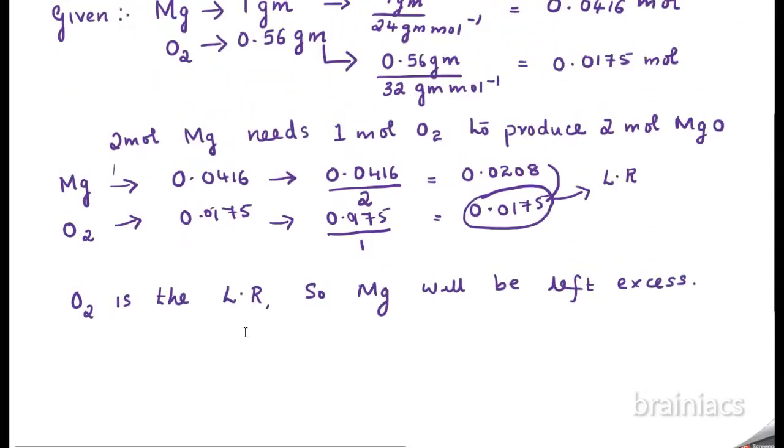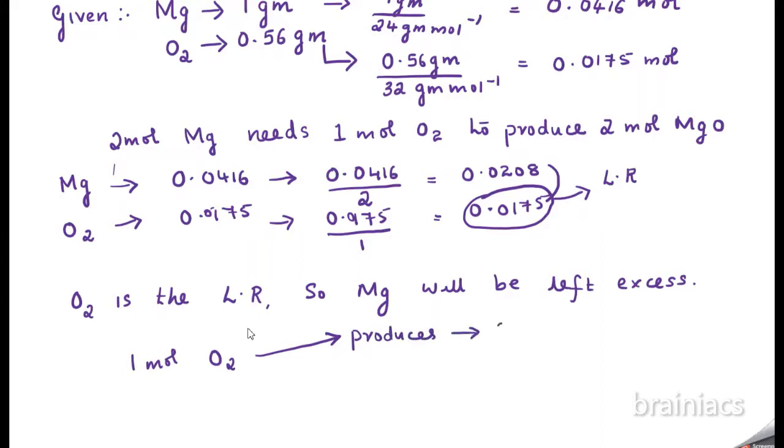We know that 1 mole of oxygen produces 2 moles of magnesium oxide. Correct. Now tell me the other way: 1 mole O2 needs 2 moles of magnesium. Correct. This is for 1 mole. This information we have written with respect to stoichiometry.